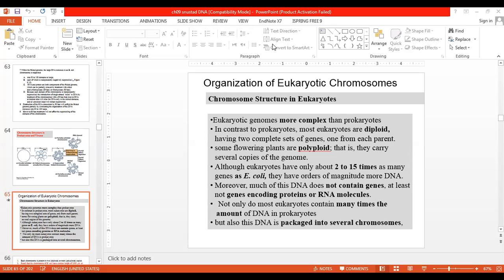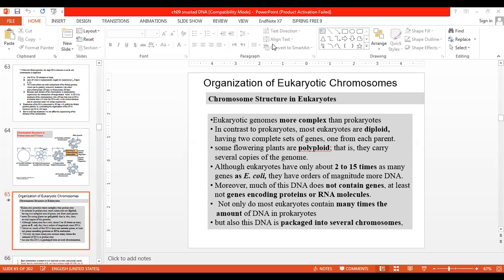Eukaryotic genomes are more complex as compared to the prokaryotes. Mostly the eukaryotes exist in the diploid form and there are some plants which are polyploid. Although eukaryotes have only about 2 to 15 times as many genes as E. coli, they have an order of magnitude more DNA.